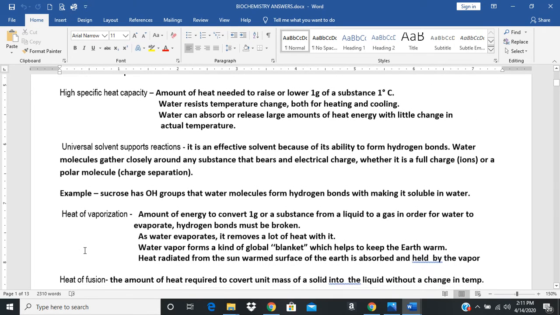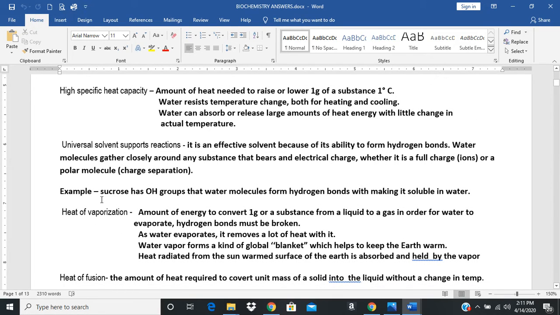Okay. We also see that water can have a high heat of vaporization. Okay, and again, this creates water vapor, and we know that when there's a lot of water vapor in the atmosphere, that creates kind of a global blanket, and that helps to kind of keep heat in.